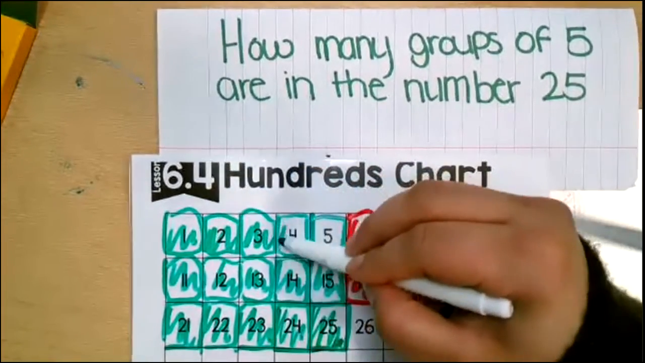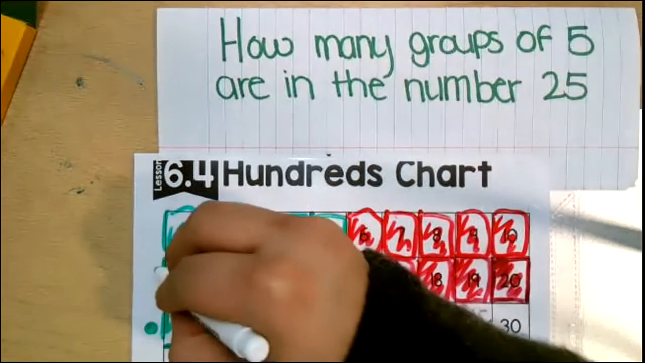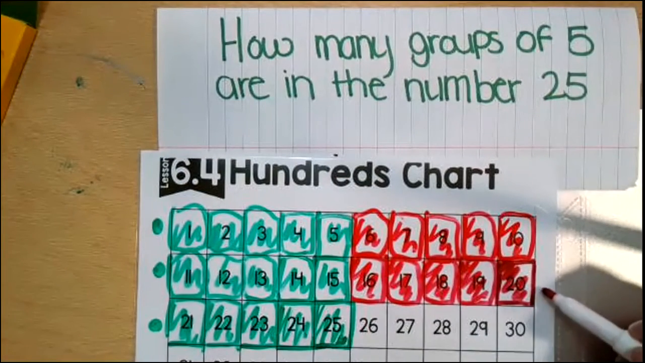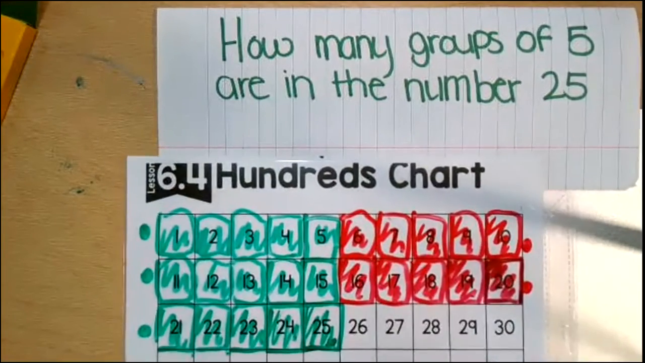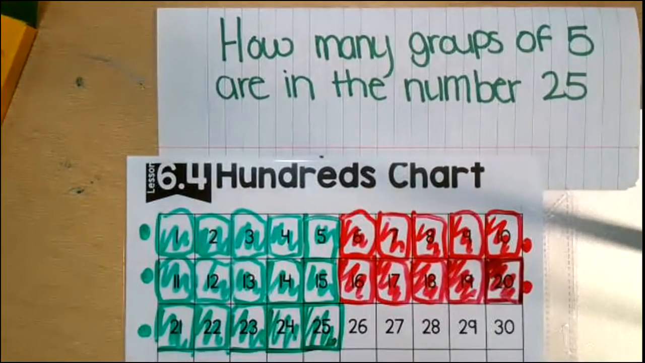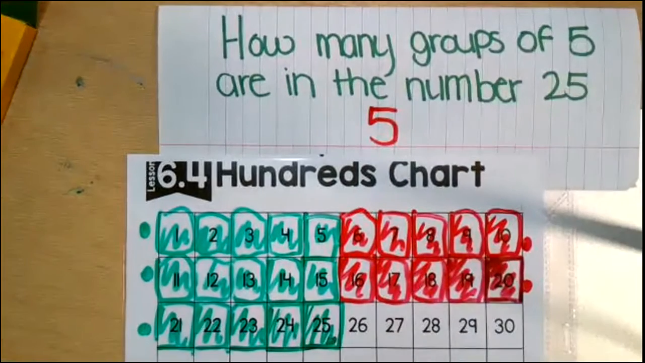Now I don't have any left that I can color. So how many groups of 5 are in the number 25? Right, we have 5. Ready? Let's count them. 1, 2, 3, 4, 5. So there are 5 groups of 5 in the number 25.